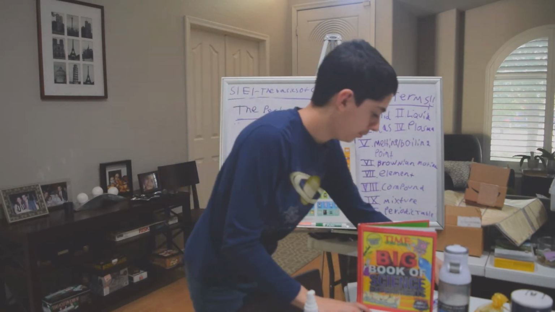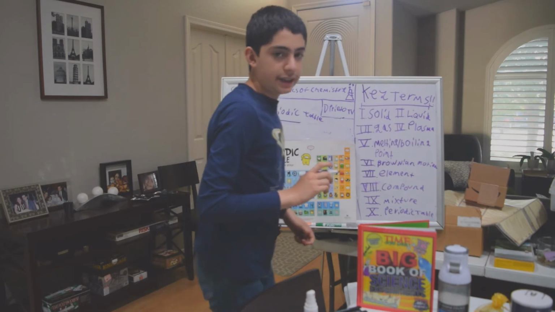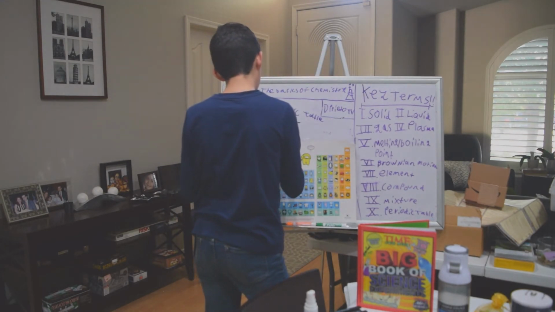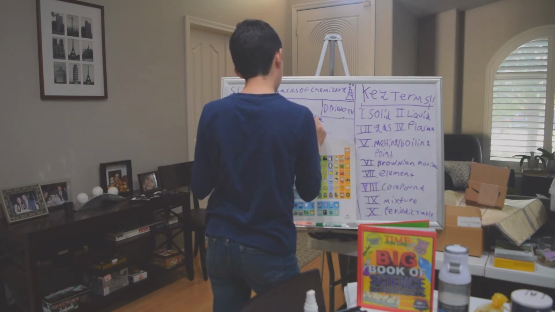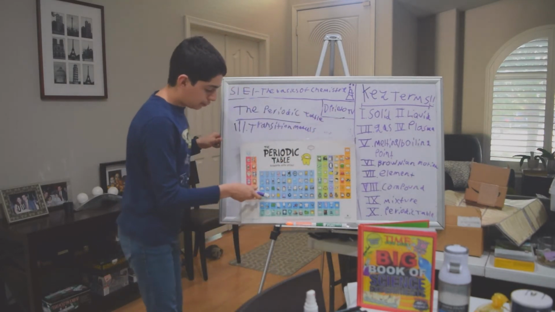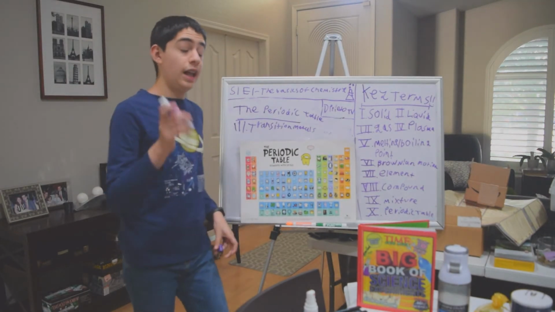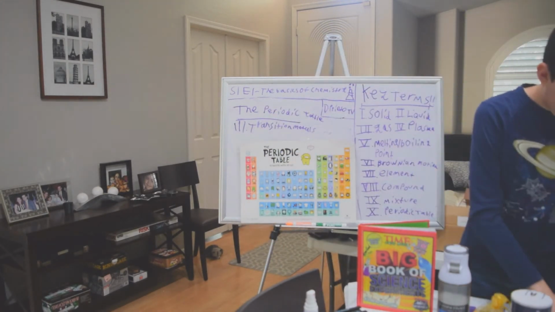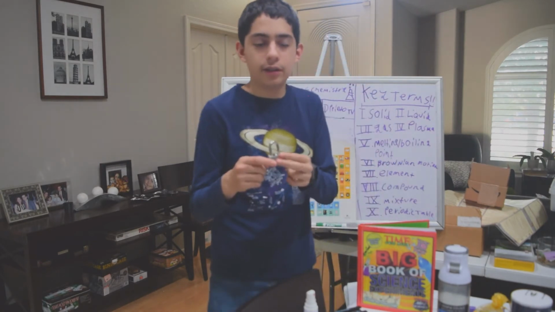Okay, so category number 3 is the transition metals. These metals, this little group here, are used in industry a lot. So as you see here, I have some examples of the transition metals. I have here the lock.